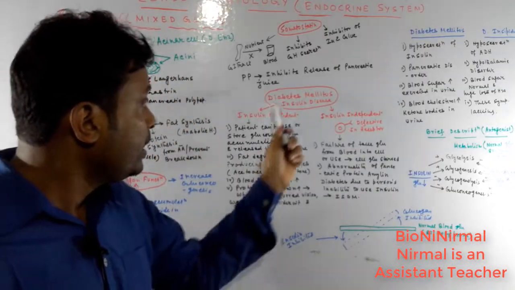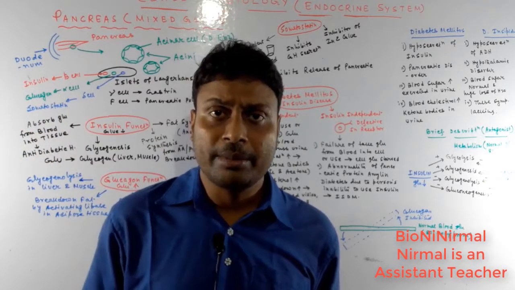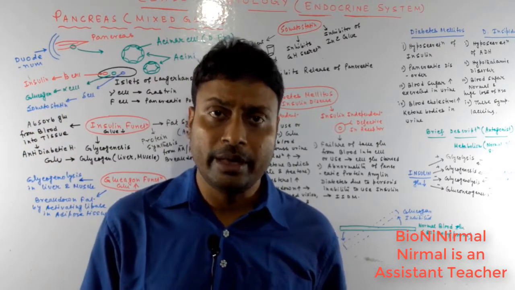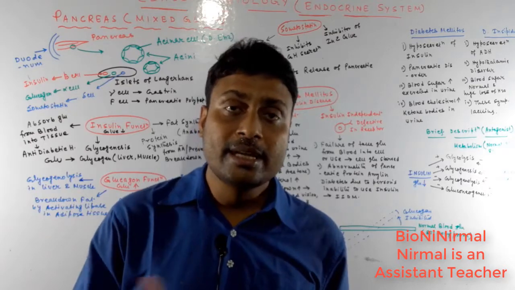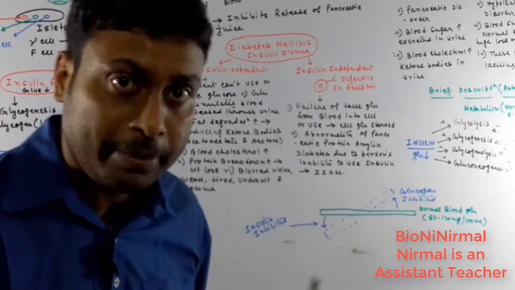Okay. Next, I shall tell you about diabetes mellitus. In cases of diabetes mellitus, the blood glucose level will be increased. Okay, and this diabetes mellitus will be of two types. One is insulin dependent and another is insulin independent.